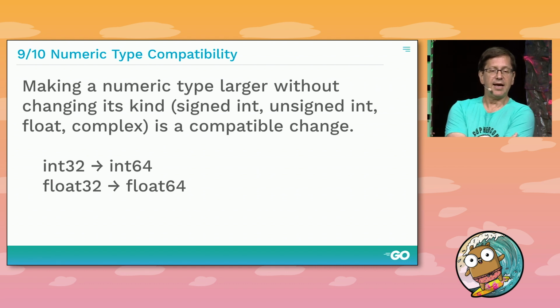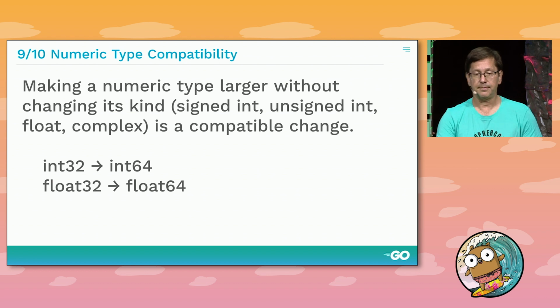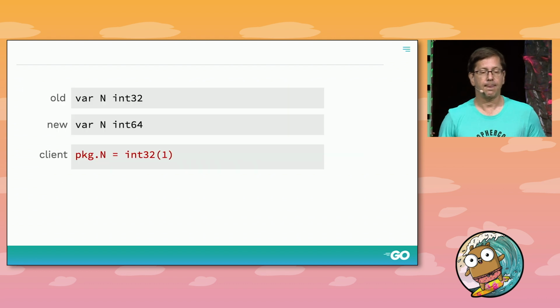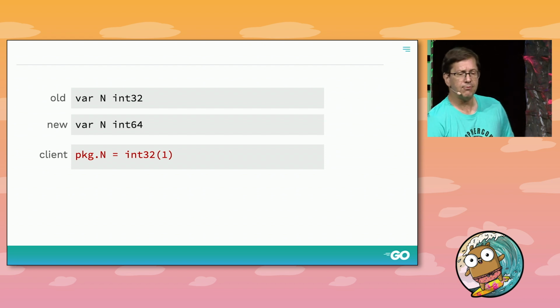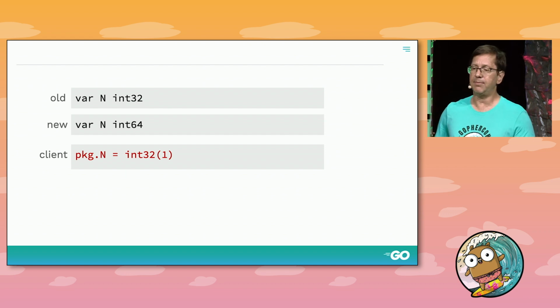One last category of types to talk about, numeric types. You can compatibly widen a numeric type as long as you don't change what sort of numeric type it is. You can't change an int to a float, or even a signed int to an unsigned one, but you can change an int to a bigger int or a float to a bigger float. Now wait a minute, you say. That can't be right. I can't change an int32 to an int64 in my package without potentially breaking clients, as this example shows.